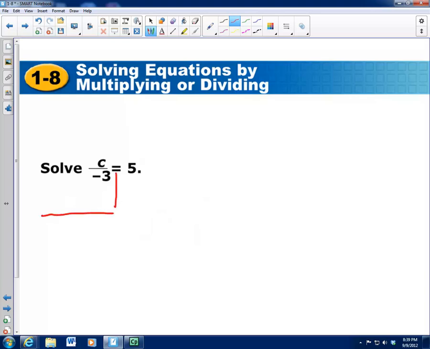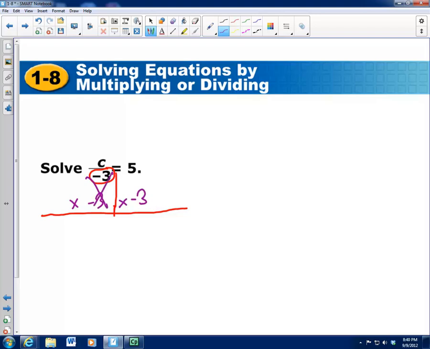I'm going to start with my balance beam, same as always. Wherever your equal sign is, draw your line down, draw your bar across. Now we can work on getting rid of this negative 3. Well, how are we going to get rid of that negative 3? We have to do the opposite of divided by negative 3, which is going to be times negative 3. I have to do that on both sides of my bar here.